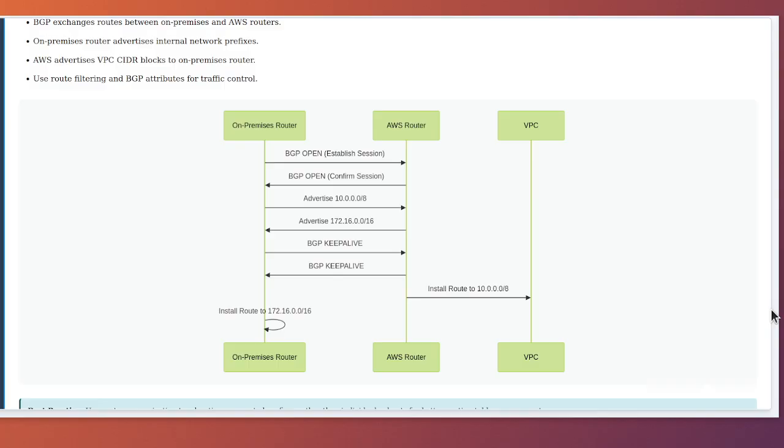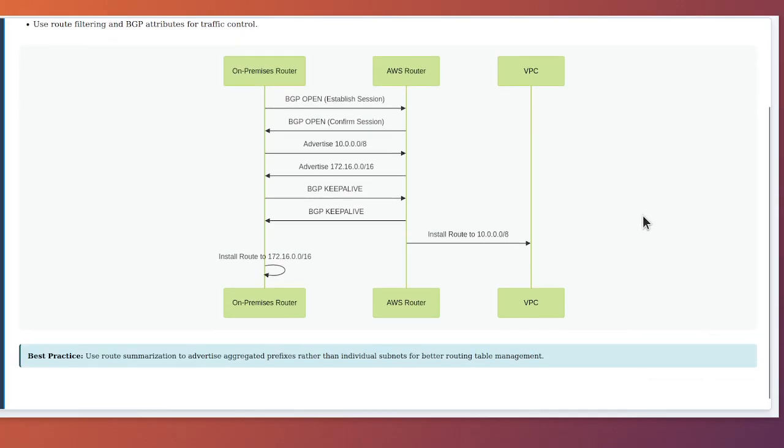BGP is a path vector protocol that routers use to exchange routing information and determine the best paths for traffic to reach different networks. In a Direct Connect setup, you have two BGP peers, your on-premises router and the AWS router at the Direct Connect location. These two routers establish a BGP session and advertise their routes to each other. The diagram shows the flow of BGP advertisements in a Direct Connect architecture.